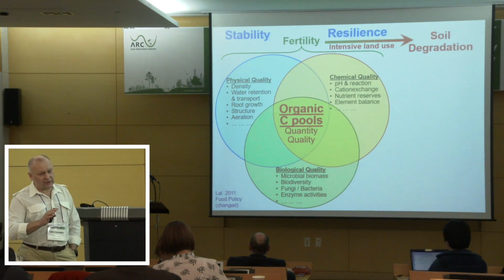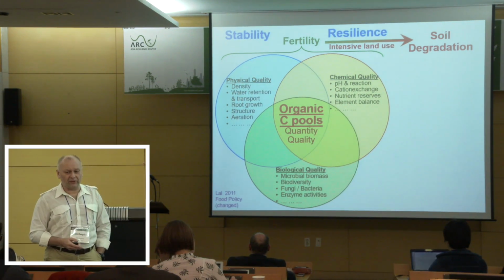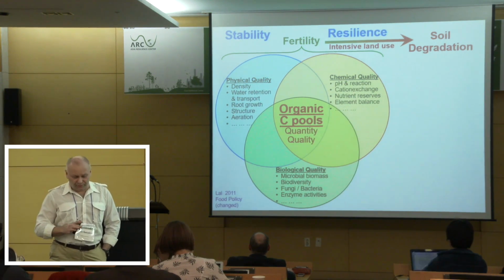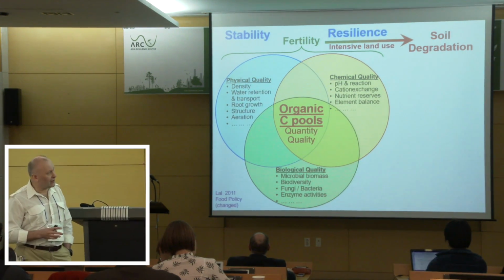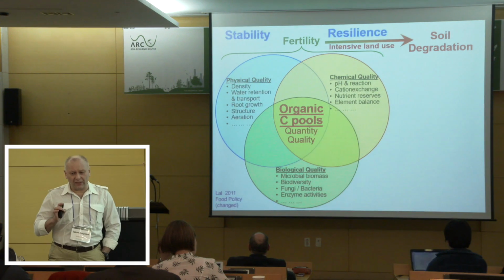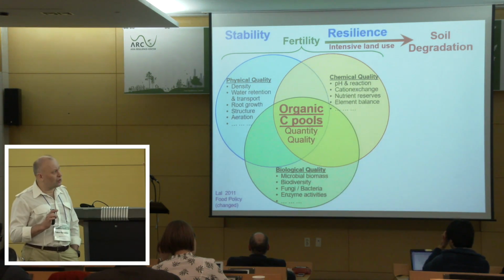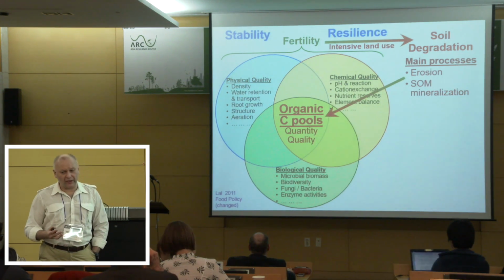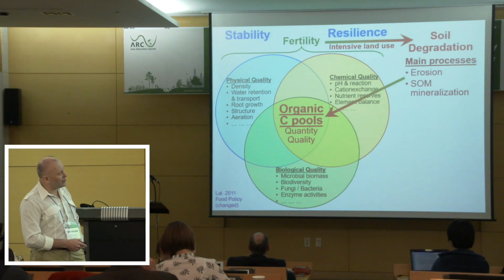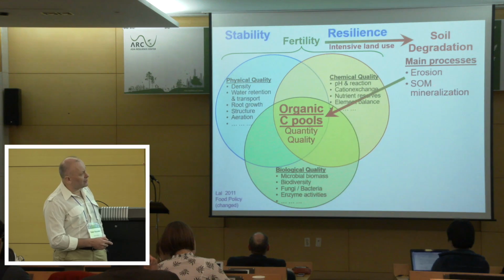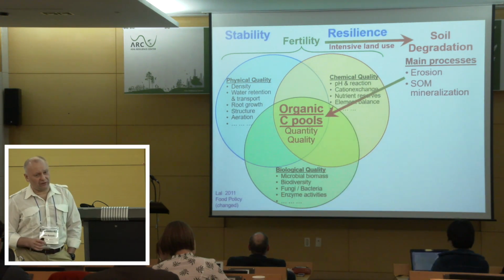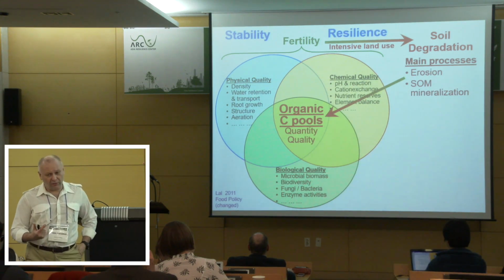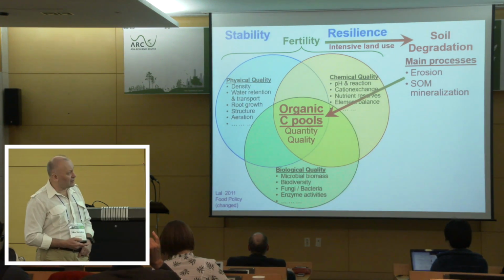Depending on the people who are doing the investigation, it could be very different things: pollution, contamination, and others. However, I think in most cases there are two most important processes. This is erosion and soil organic matter mineralization, because both of these processes lead to a decrease of the organic matter pools and consequently have an effect on biological, chemical, and physical qualities.